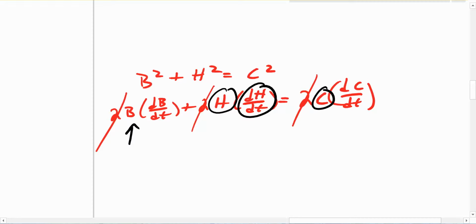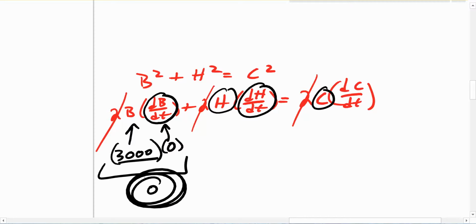What's b equal to? What's the distance always equal to in this case? What's the base of this triangle always equal to? 3,000. Is the distance of the base changing? No. The length of the base. No. So what is dB dt? What's the rate of change of that going to be then, if it's not changing? 0. Oh, what's 0 times 3,000? 0. So that's another way to see that it's 0.